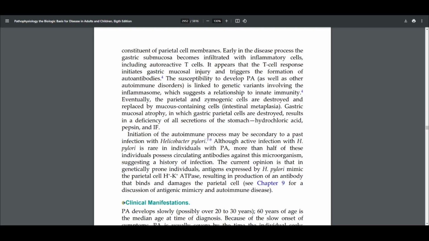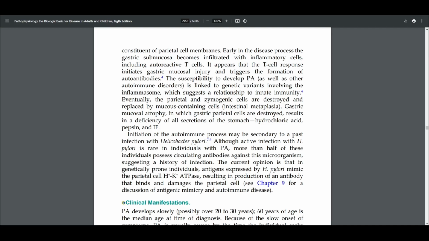Eventually, the parietal and zymogenic cells are destroyed and replaced by mucus-containing cells. Gastric mucosal atrophy, in which gastric parietal cells are destroyed, results in the deficiency of all secretions of the stomach, the hydrochloric acid, pepsin, and IF.